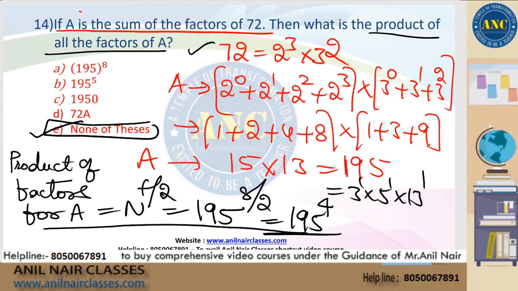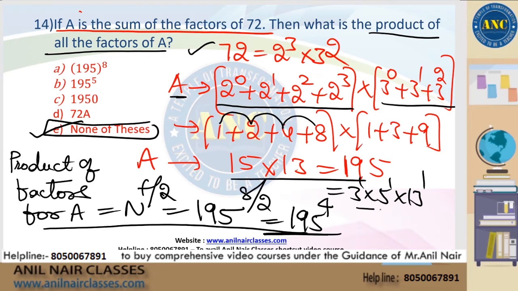72 is 2 cube into 3 square. A is nothing but the sum of the factors: 2 power 0, 2 power 1, 2 power 2, 2 power 3, and 3 power 0, 3 power 1, 3 power 2. 1 plus 2 plus 4 plus 8, 12, 14, 15, 13, 195. That is 3 into 5 into 13. Answer is 195 power 4.